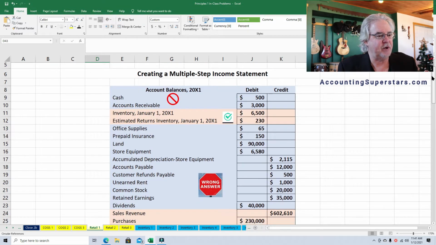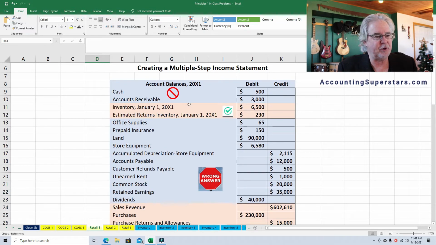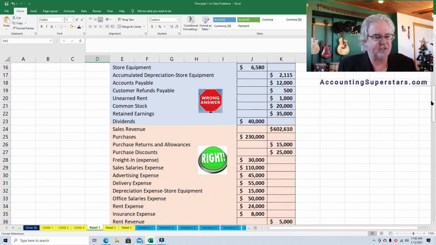So here we go. I've got this trial balance, and you probably notice it's got all these symbols on it right here, a green check mark and wrong answer, and it's also in different colors. So the way this is going to work is the colors that are in the pink salmon color we're going to use. The other numbers we're not going to use at all. All right, so I just wanted to point that out.